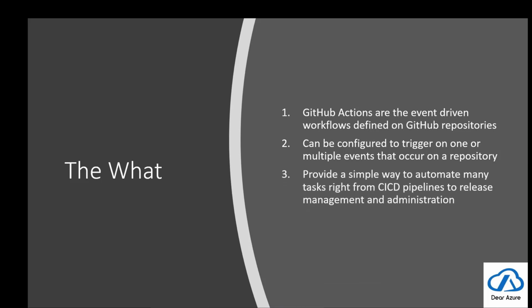GitHub Actions provide a simple way of automating many tasks, right from CI/CD pipelines to release management and administration. For example, we can implement continuous integrations for a feature branch wherein we build and test our code using the unit test. Then we can implement the CD pipeline to run when a particular pull request is raised or merged from a feature branch into, let's say, a pre-prod or a staging or a main branch.